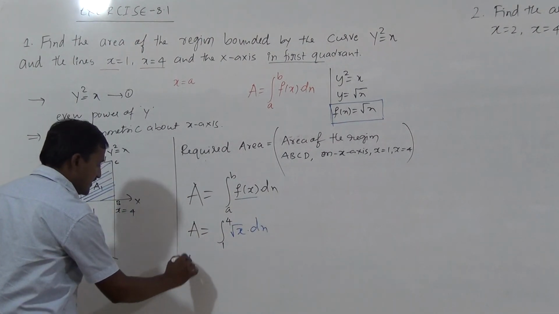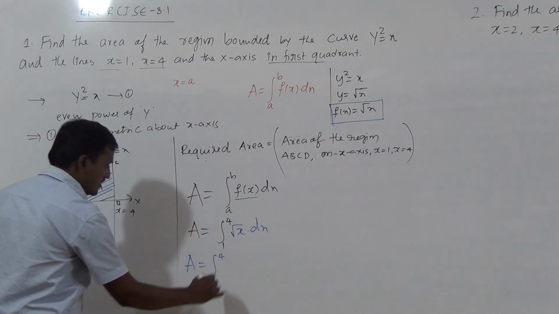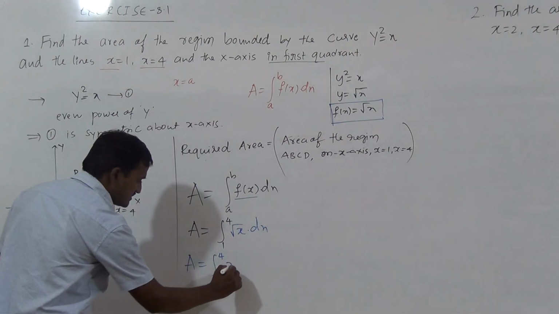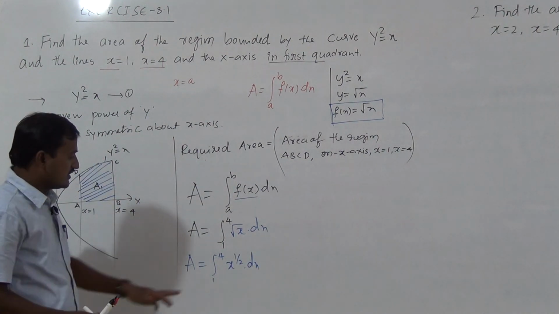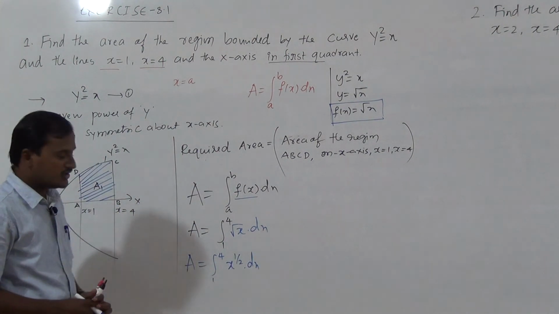Now I should find the area. So from 1 to 4, what is the value of root x? Root x is nothing but x to the power 1 by 2 into dx. So what is the integration of x to the power 1 by 2?